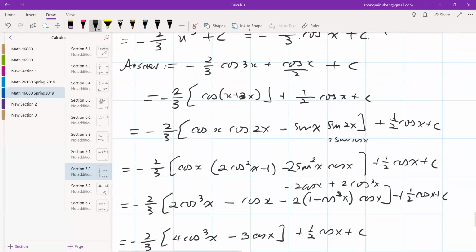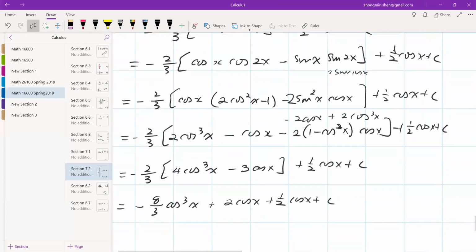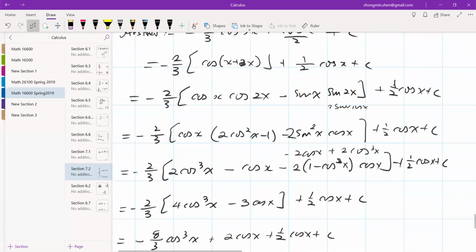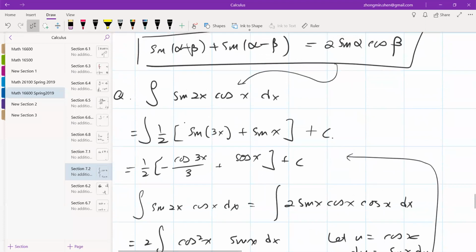All right, so what should I get, right? We should get negative 2/3 cosine cubed x, nothing else. So something is wrong with our computation. Let's go back to see where the mistake is, it's possible. Okay, let's go back to our solution first. So sine 2x cosine x, okay? By the above formula, it will be the sine of the sum, 2x plus x, and the subtraction, so it's going to be x. So you get an antiderivative of each of them.